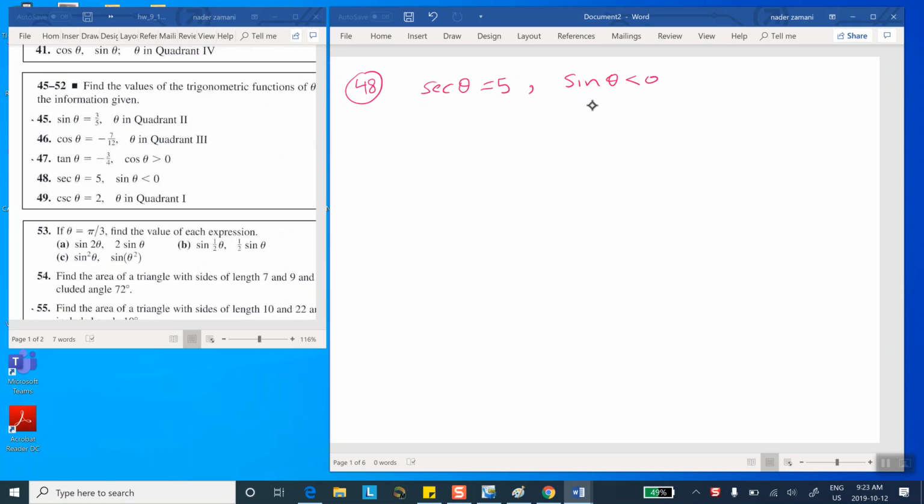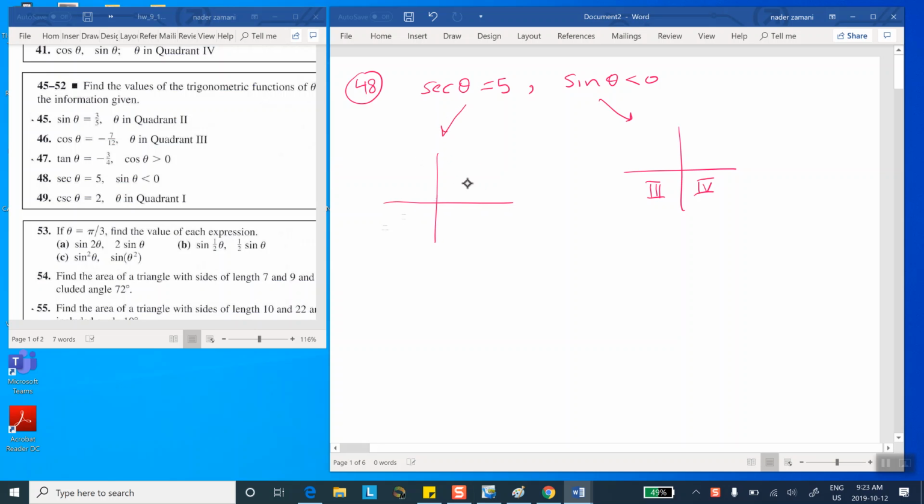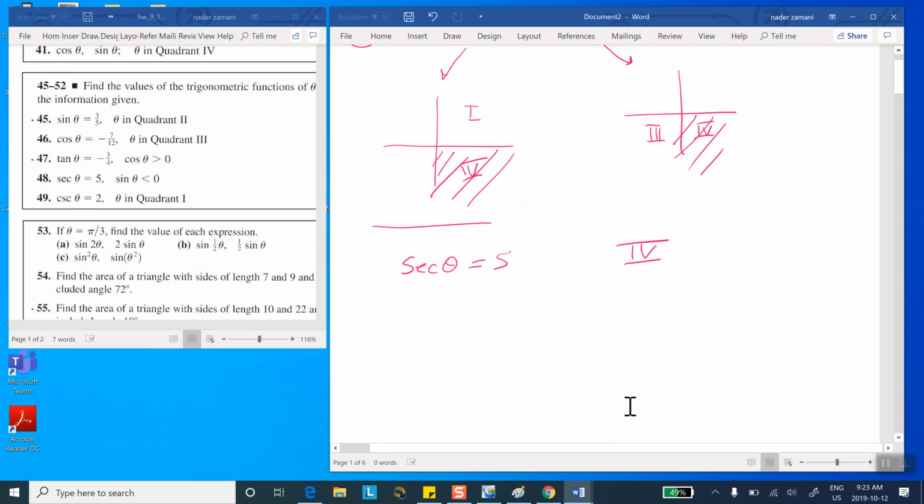Now, the very fact that sine of theta is negative means that you're either in quadrant 3 or 4. And the fact that cosine is positive, secant is positive, or cosine is positive means that you're either in quadrant 1 or 4. Because both of these are holding, then the only place that's common between them is quadrant 4. So we are solving this problem under the assumption that secant of theta is equal to 5, and we are in quadrant 4. Okay, so let's go and work it out.